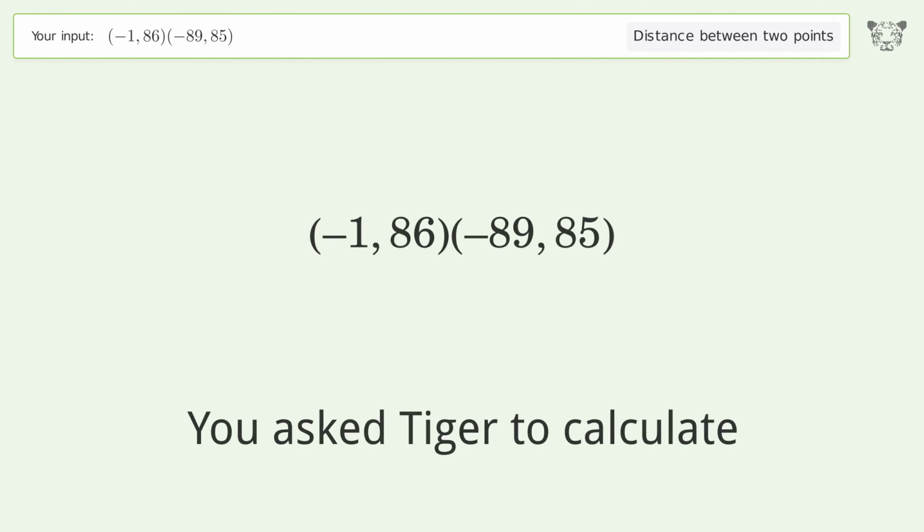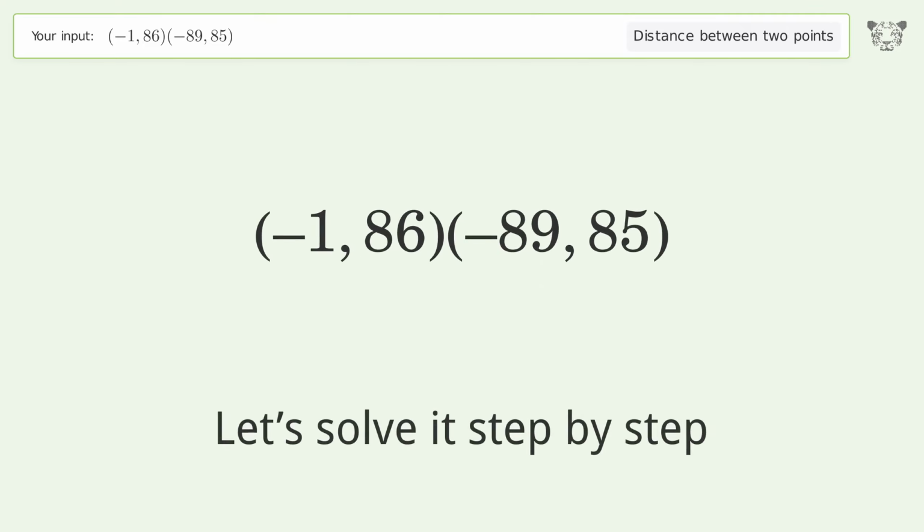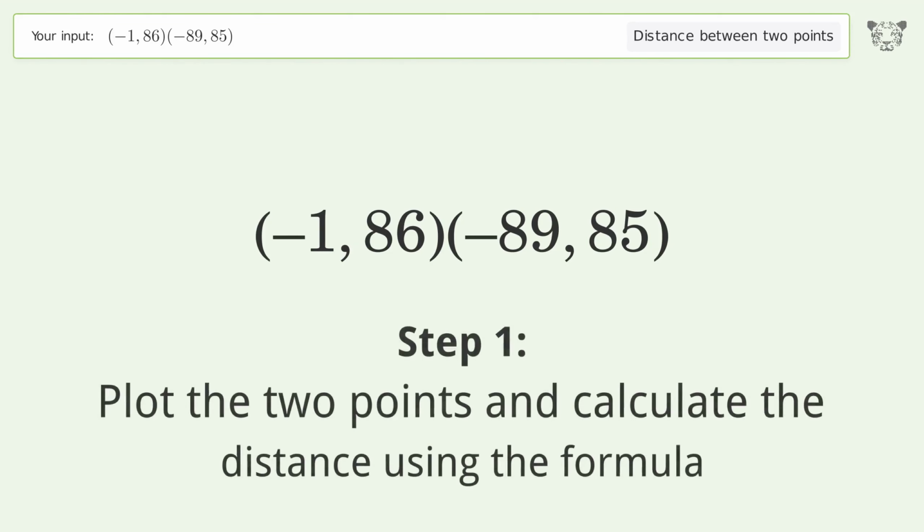You ask Tiger to calculate. This deals with the distance between 2 points. The distance between the 2 points is the square root of 7,745, or 88.006. Let's solve it step by step. Plot the 2 points and calculate the distance using the formula.